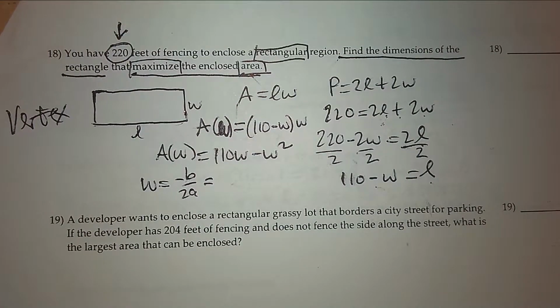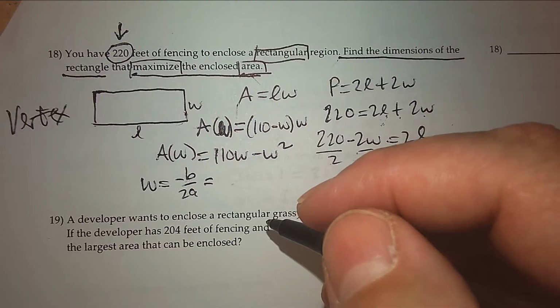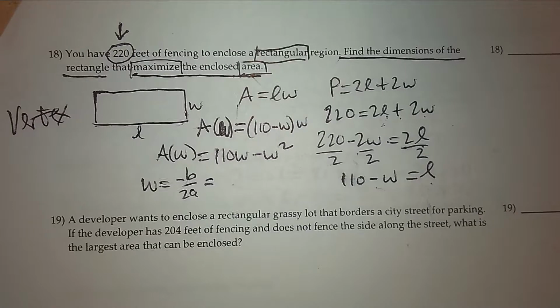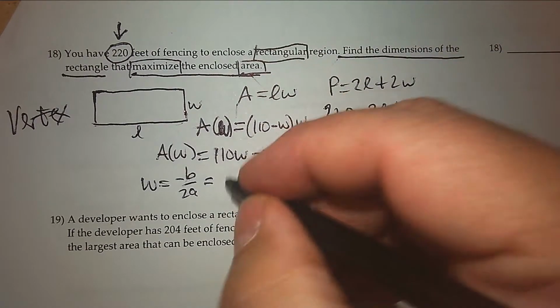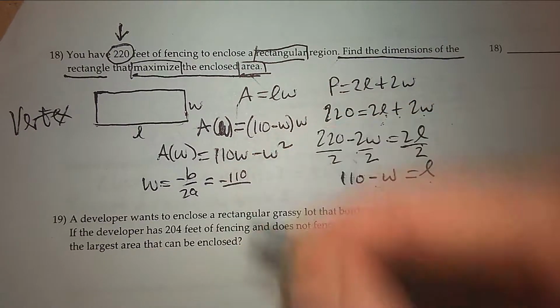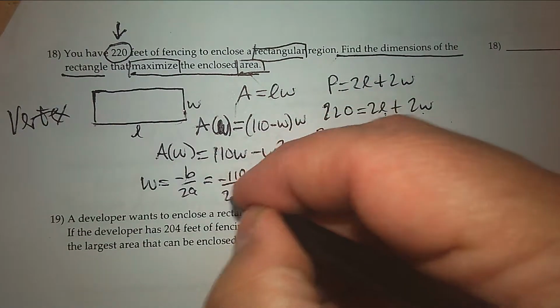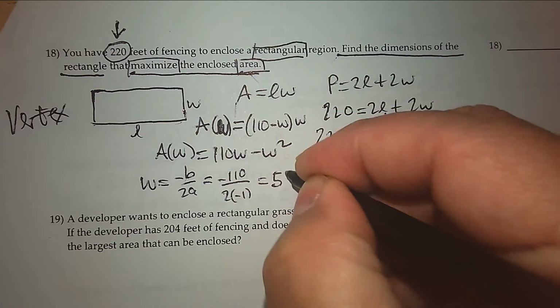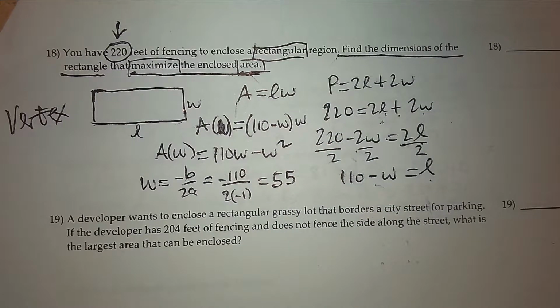So for this quadratic, be careful. What number is b? Be careful. 110. What number is a? So when I divide, what is the width I need to maximize the area? 55.